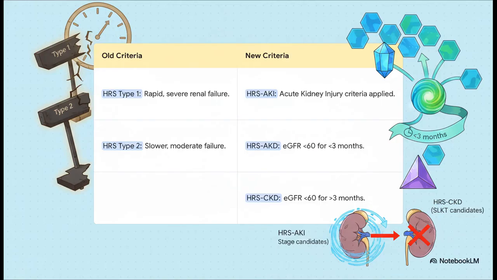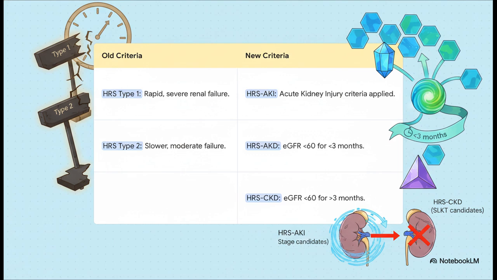Now, how we talk about HRS has changed, and for good reason. We've moved away from the old, somewhat blunt Type 1 and Type 2 classifications. The new framework is much more nuanced and aligns with the standard AKI guidelines we all know. We now talk about HRS-AKI, HRS acute kidney disease, and HRS chronic kidney disease.